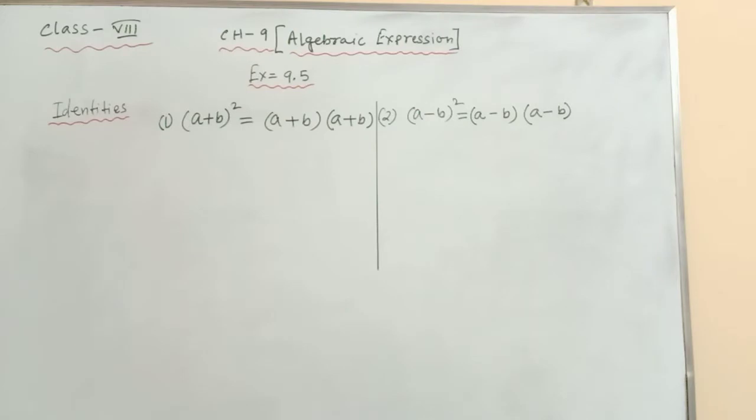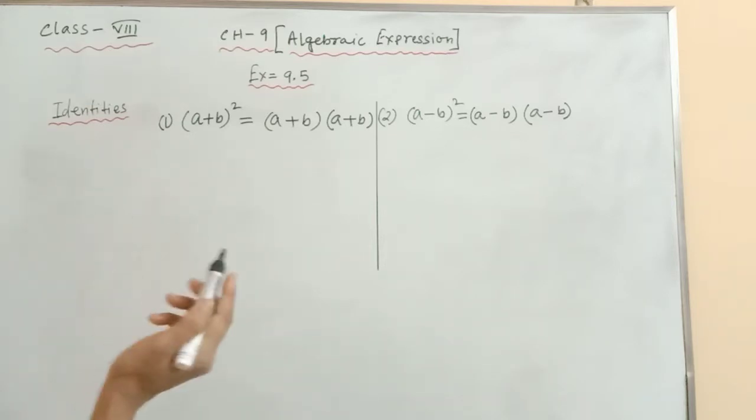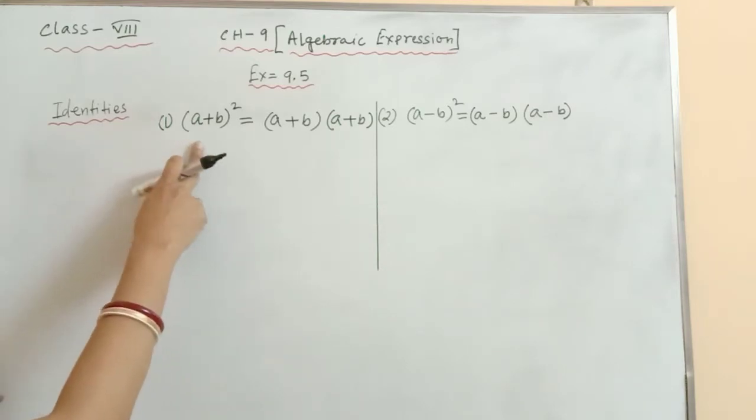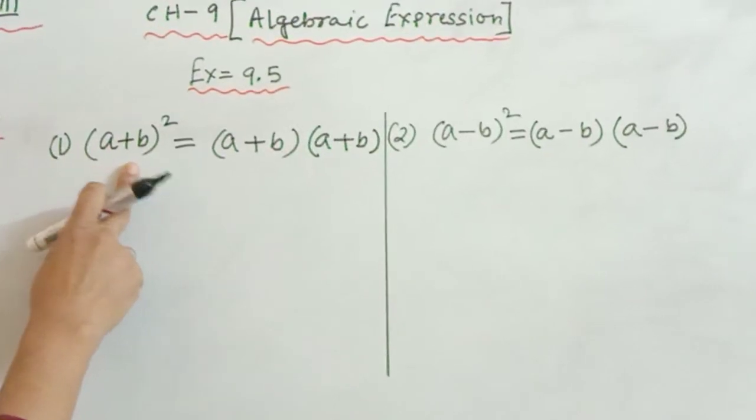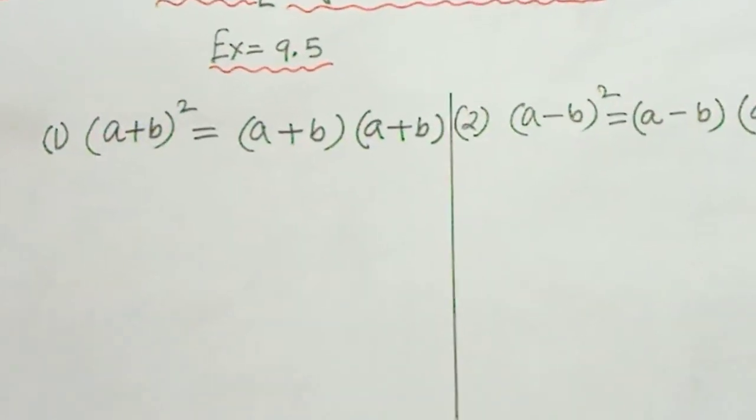Today we will start exercise 9.5 from chapter 9, algebraic expressions. Before starting this exercise we have to know how the identities are used, and where these identities came from. So you know the multiplication of algebraic binomials. First I want to show how these identities came.